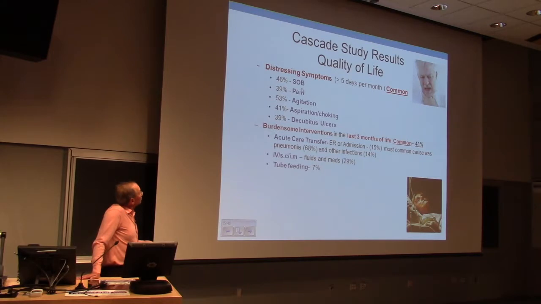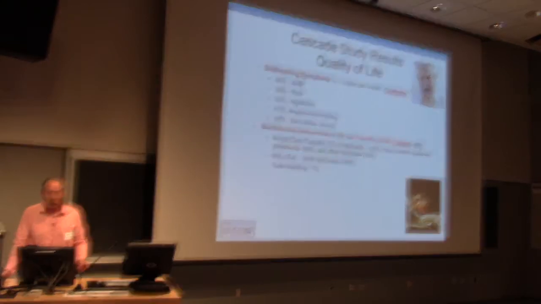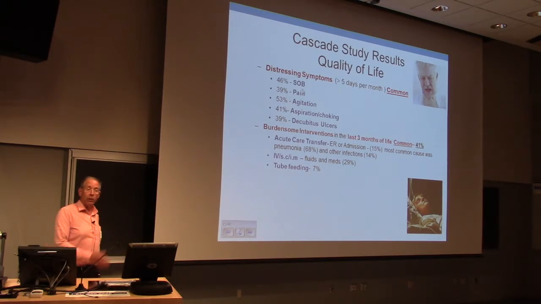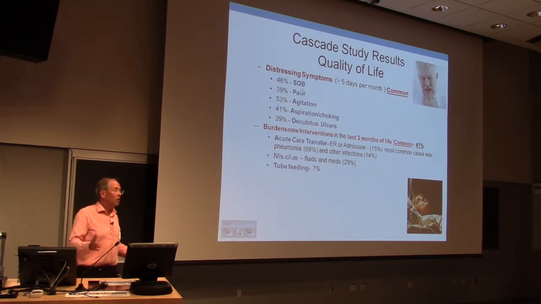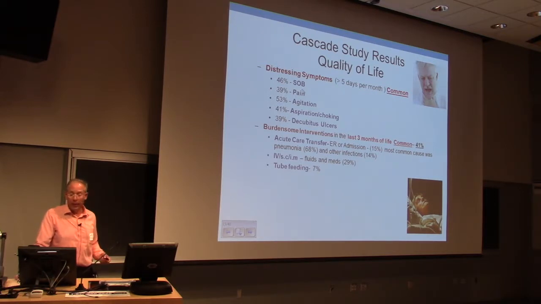Okay? So the other thing that was quite interesting in the study was that at least half of these people had distressing symptoms. And this comes back to the issue that people with dementia aren't just happily demented, downstairs in Oak Bay, Kiwanis. A lot of these people are suffering. Half of the people had shortness of breath. 40% of people had pain, some form of pain. 50% of people had agitation. 41% were choking and aspirating. And 39% of people in this particular study had some form of decubitus ulcers.